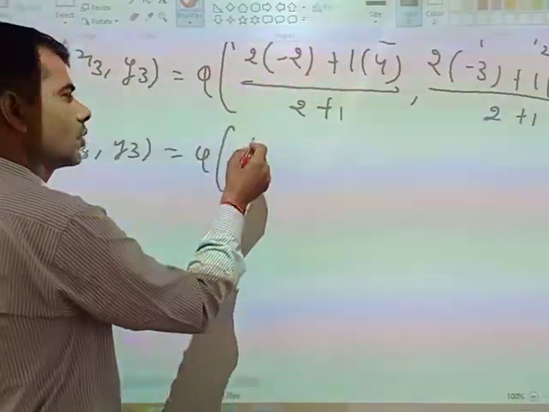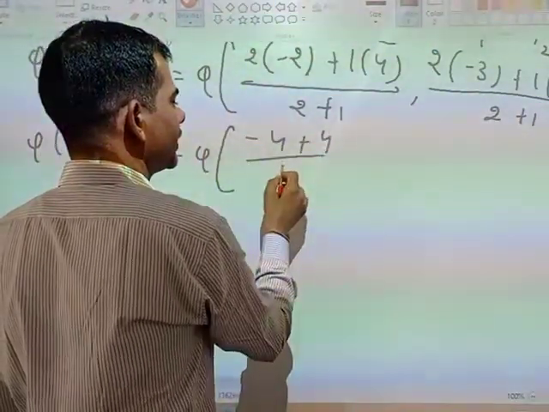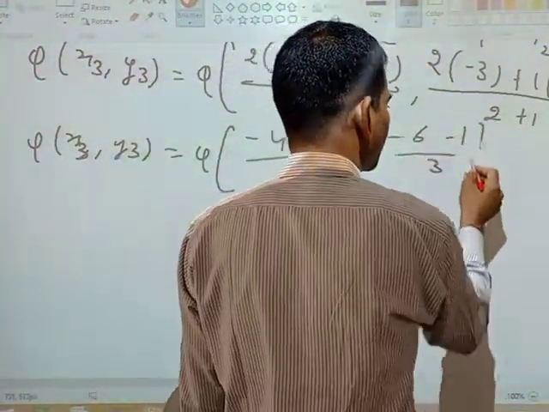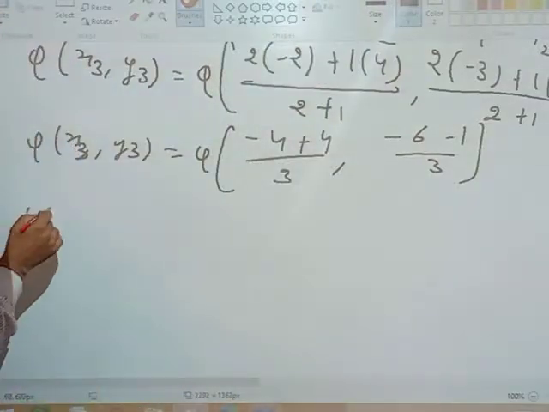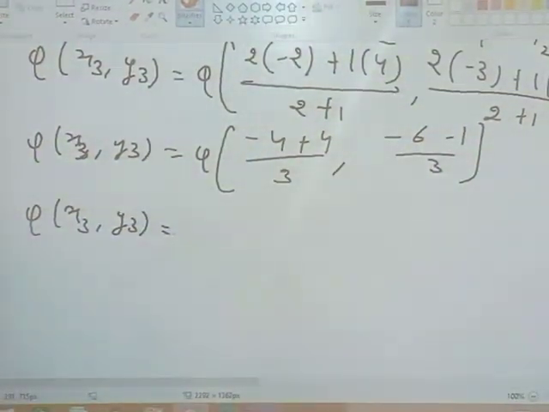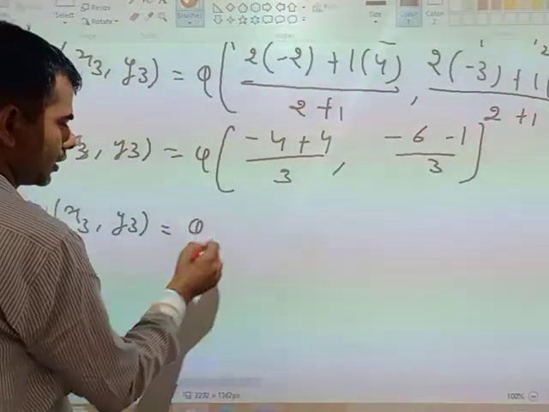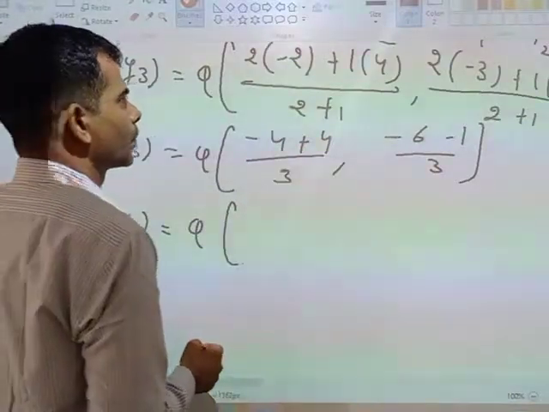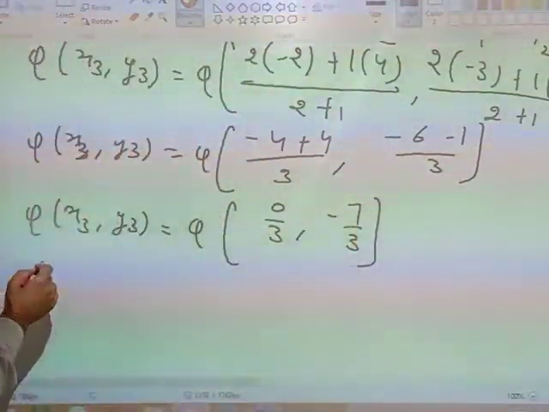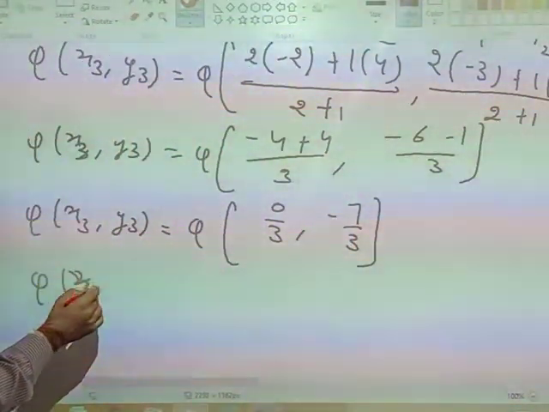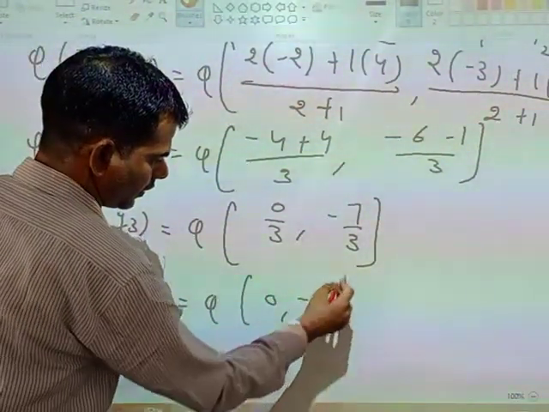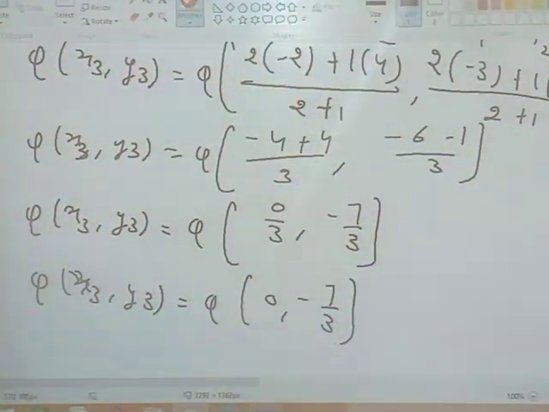Now the coordinate of point Q, that is your x3, y3. Q is (-4 plus 4) divided by 3, and (-6 minus 1) divided by 3. So Q is -4 plus 4, 0, divided by 3, and -7 by 3. Q becomes (0, -7 by 3). Yeah. Any doubt, any problems?